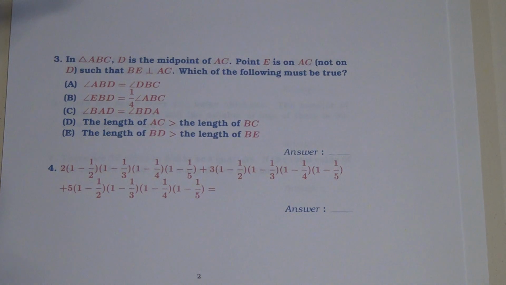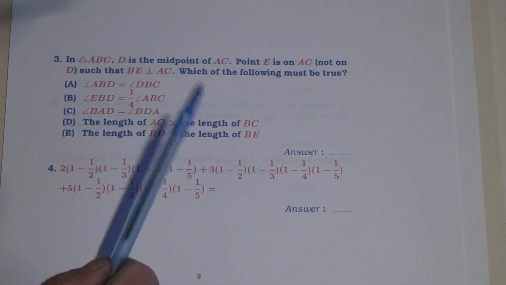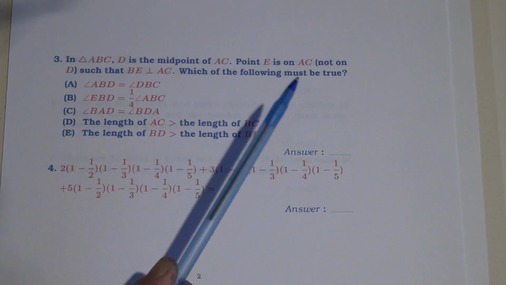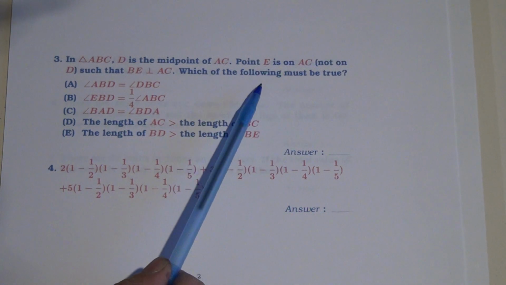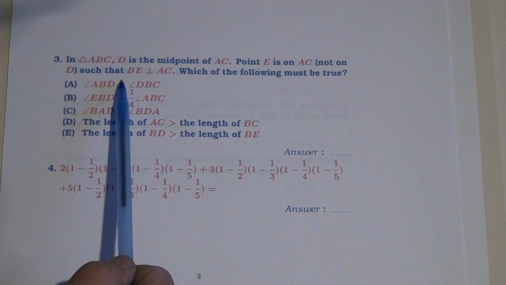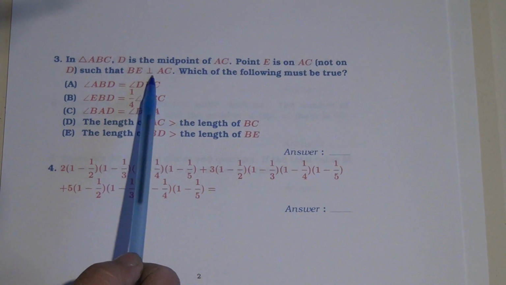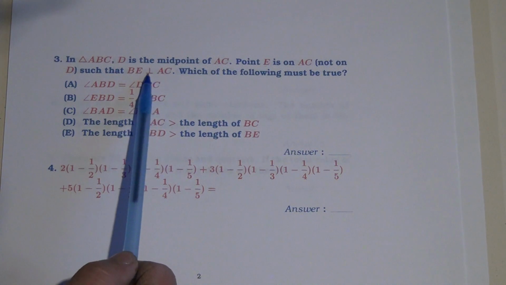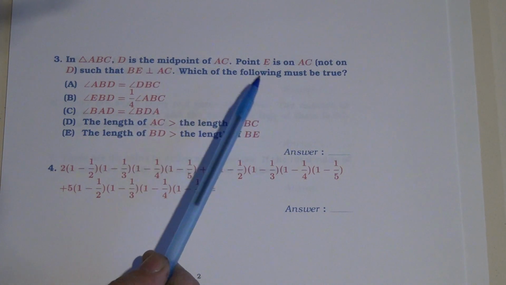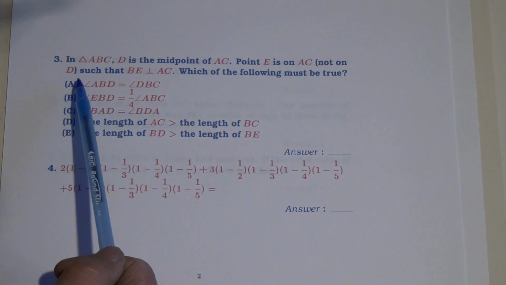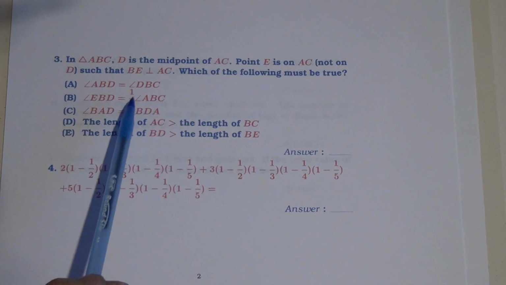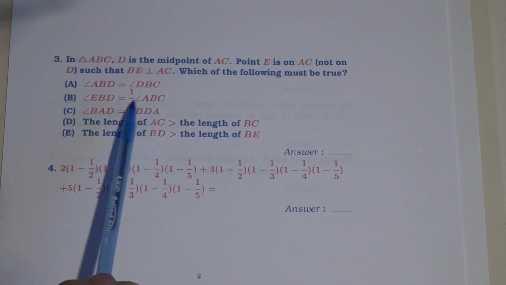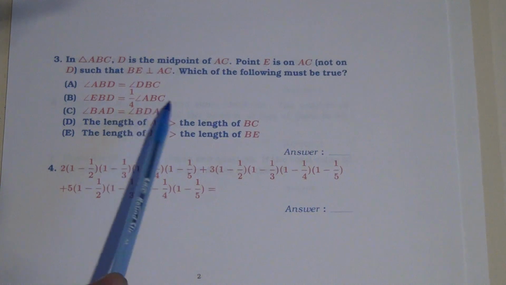Now, number 3. In triangle ABC, D is the midpoint of side AC. Point E is on side AC, but not on D, such that BE is perpendicular to AC. Okay? You understand what I mean, right? Perpendicular. Which of the following must be true? You read A, B, C, D, E. When you check every single one, it may take a little longer time. So let's try this in 30 seconds.